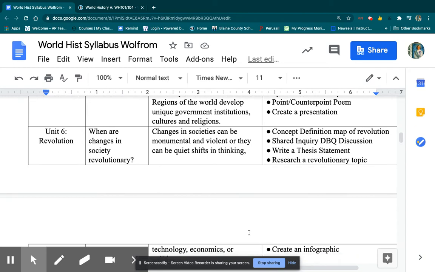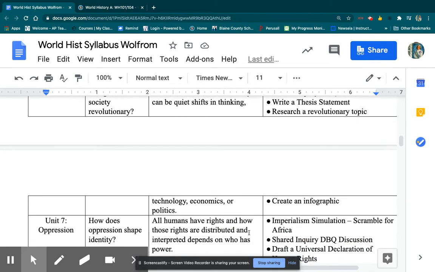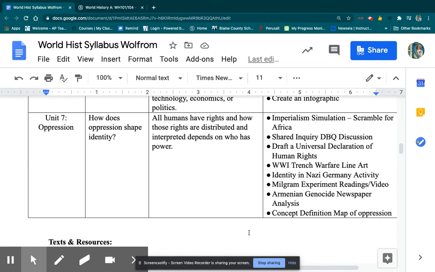The sixth unit is about revolution and when are changes in society revolutionary. We're going to define that word revolution, and we're going to look at events and see if they match our class definition of revolution. And lastly, we'll look at oppression and how oppression shapes identity, and examine human rights and how the idea of human rights evolved over time and what it means for us today. We are going to be looking at the Holocaust as a case study, as well as the Armenian genocide during that time as well.